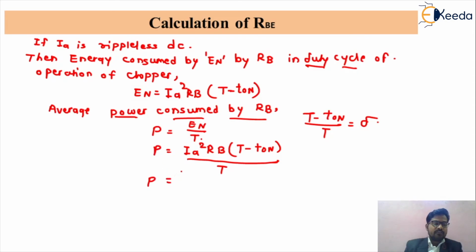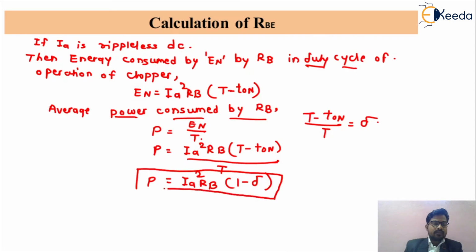So what should be the value of P? P is equal to Ia square Rb times (1 minus del). This will be equation number one.